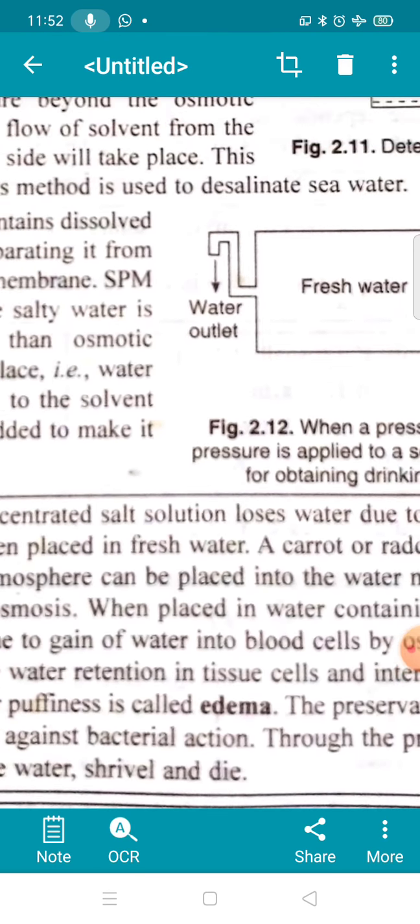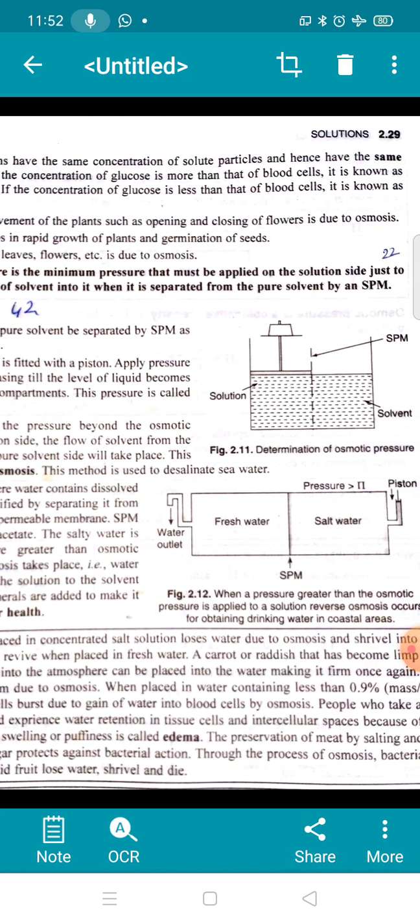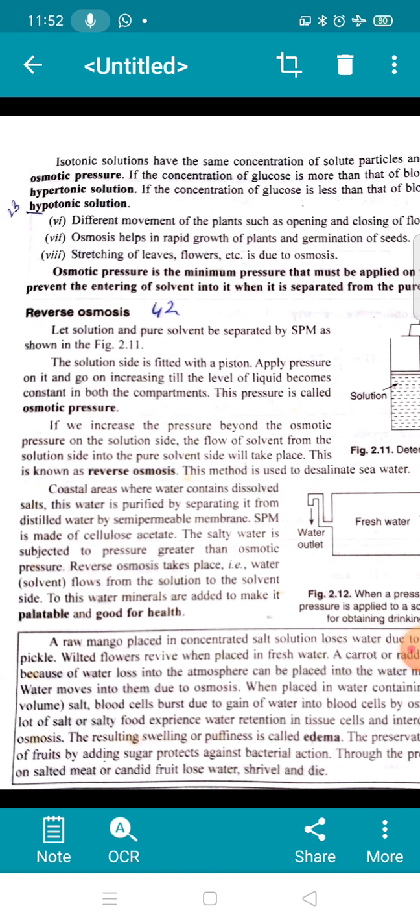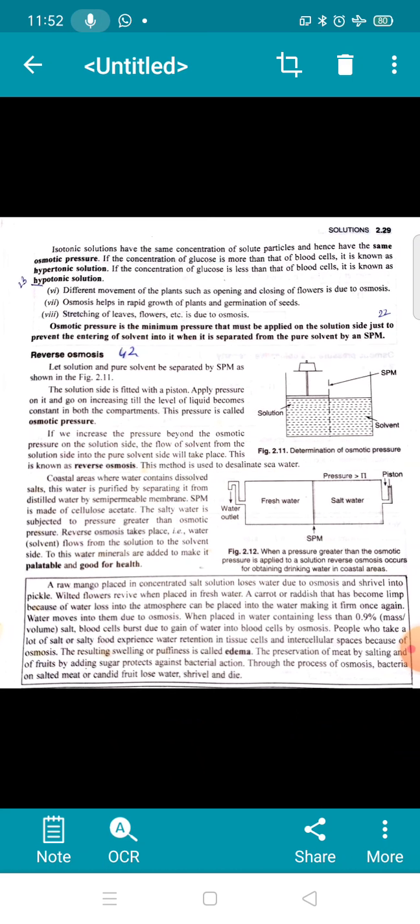Alright, in this paragraph some important points are mentioned in the box. A raw mango placed in concentrated solution loses water due to osmosis and shrivels into pickle. I don't know if any of you have seen how people make pickle. Now is the time for raw mangoes. When you buy raw mango from the market, we cut them into small pieces, sprinkle salt and put them in the sun. When we sprinkle salt, you will find that the mango becomes watery, because water from the mango tends to come out, from lower concentration to higher concentration. When we keep it in the sun, the water evaporates and ultimately the mango shrinks, and then we can prepare pickle with it.